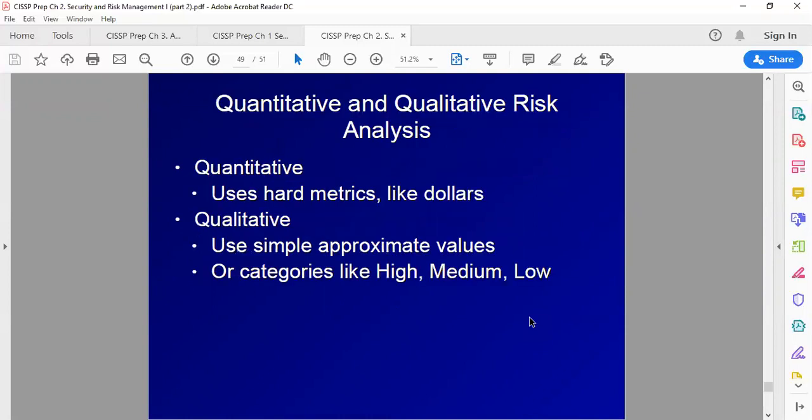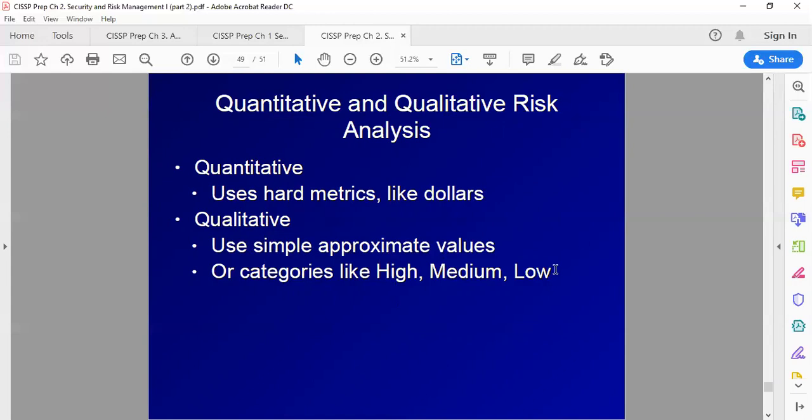Okay, so next is quantitative risk analysis and qualitative risk analysis. Quantitative risk uses hard metrics like dollars, where we can measure things in dollars or money. Monetary things are involved in quantitative risk. And qualitative risk uses simple approximate values, categorized as high, medium, or low, based on probability.